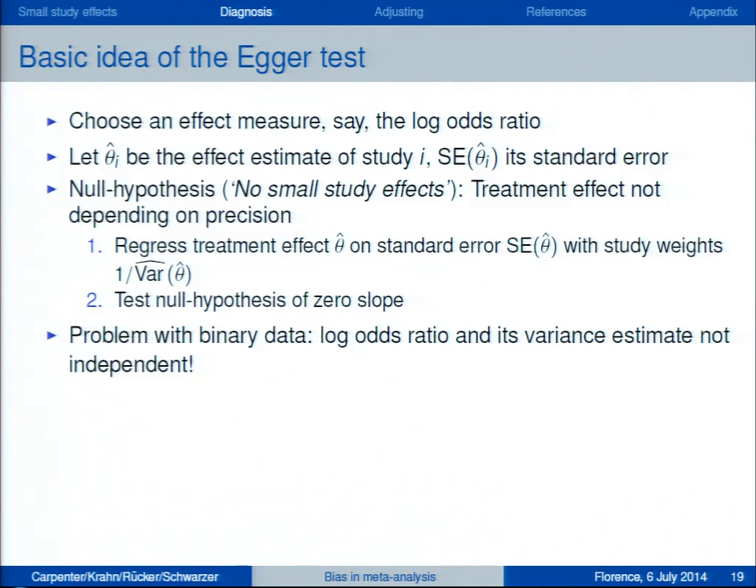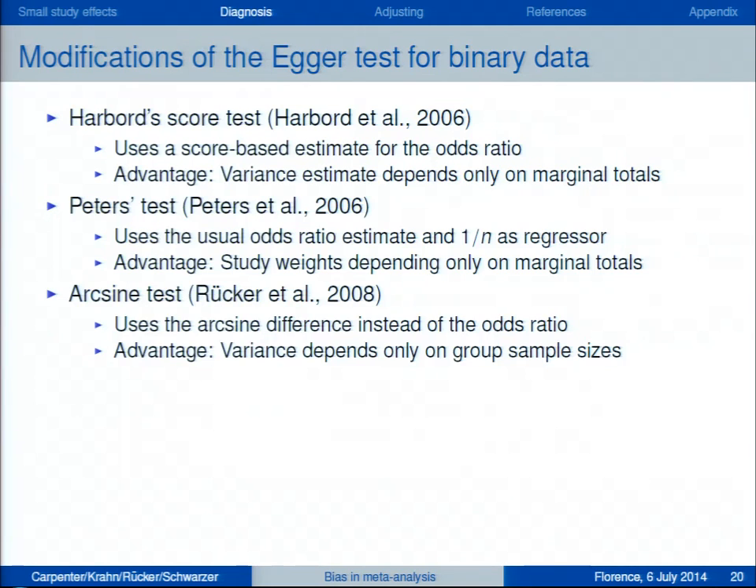And again, I hint at the problem with binary data. The log odds ratio and its variance estimate are not independent by definition. So you will often find a slope here as a false positive result of funnel plot testing. And all the other tests have the same basic idea, but they use other estimators in detail. Harbord's test is a score test, which uses a score-based estimate for the odds ratio instead of the Wald estimate.